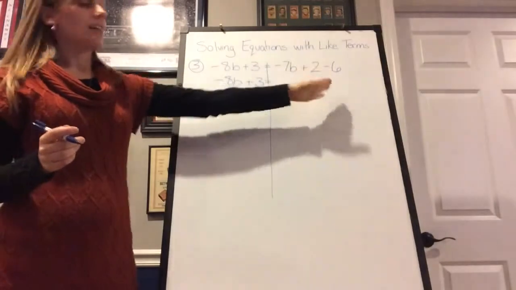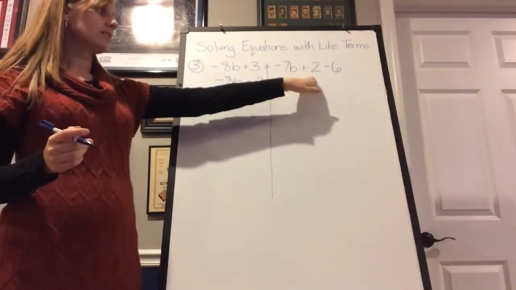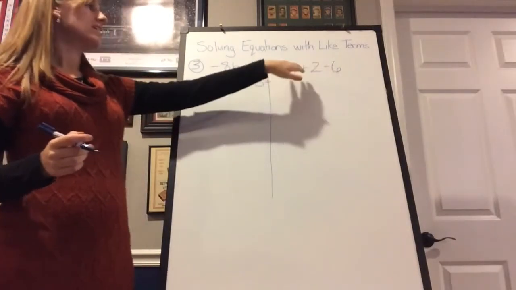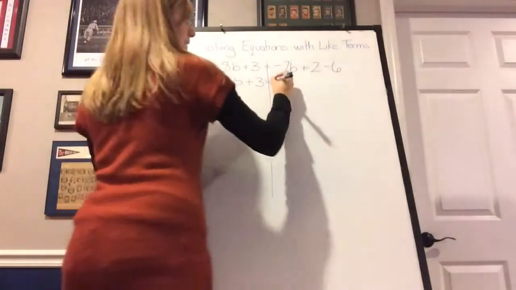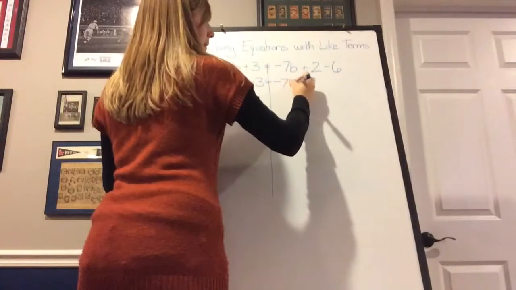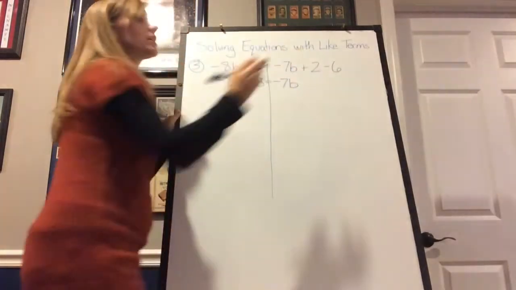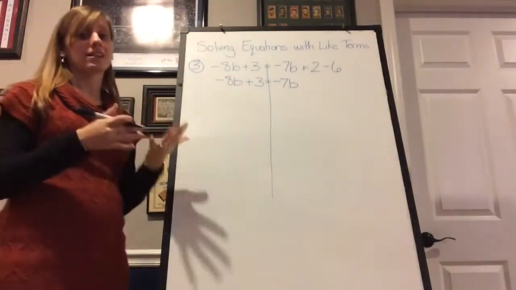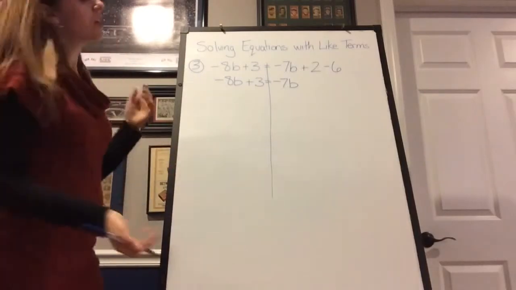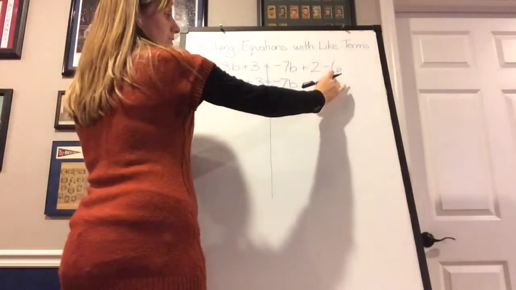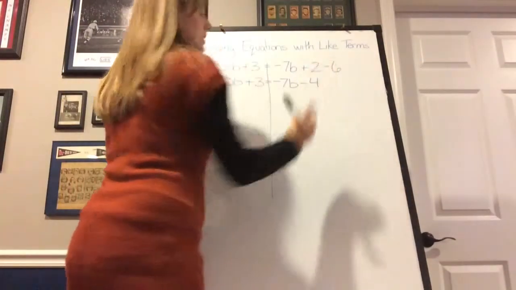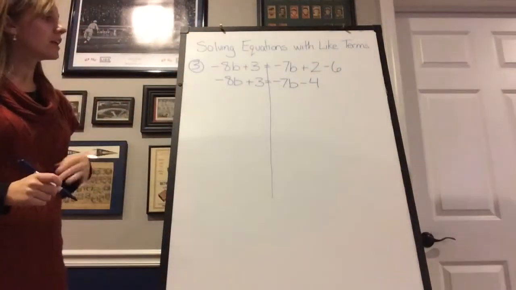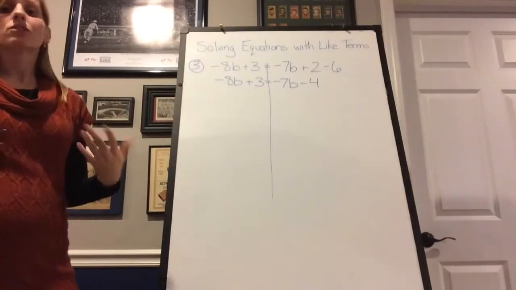Looking at the right-hand side, negative 7b, positive 2, negative 6. The negative 7b is not a like term, so I'm just going to keep that the same. But the 2 and the negative 6, those are like terms. Neither one has a letter, so that makes them alike. So 2 and negative 6, when I put those together, I get negative 4. Keep the sign of the bigger number. At this point, we're done simplifying, so we start solving.